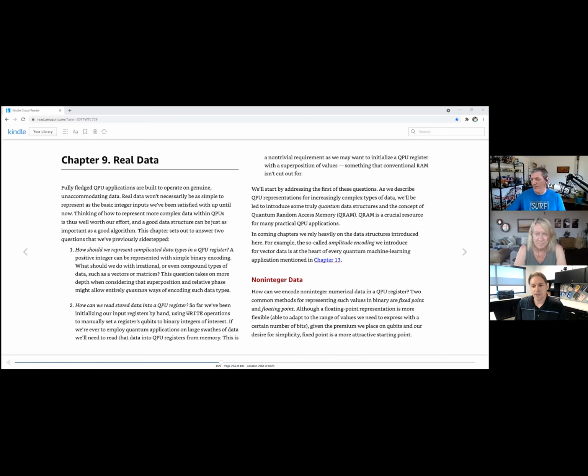And then beyond that, how do we read it into the register? First of all, we have to know how to implement it. And second of all, assuming we have this data somewhere, how do we read it in? He does say we've been initializing by hand using write operations. If we're ever going to use large amounts of data, obviously that's prohibitive. It does not scale well. It's non-trivial, and our conventional ideas of what RAM is and how we normally grab data won't work out. So he gets us into how to store data first.